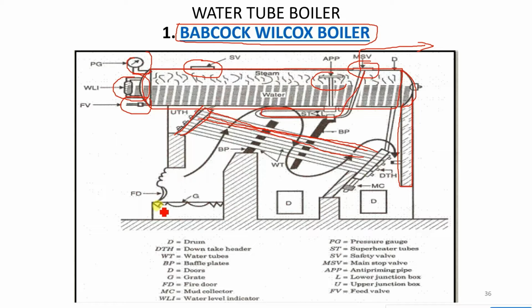This is the furnace. This is a grate. The lower portion is the ash pit, and this portion is the furnace, or we can say the combustion chamber, where combustion takes place. This is a fire door through which fuel is supplied to the furnace.